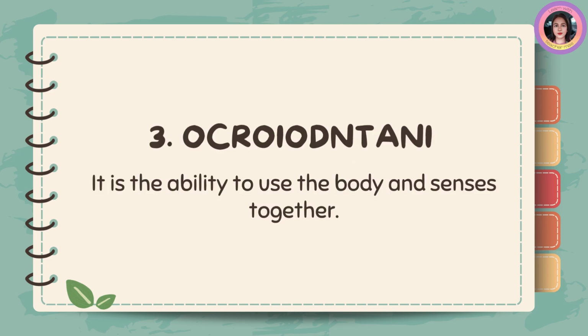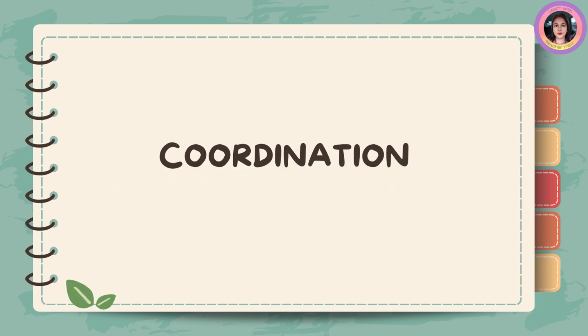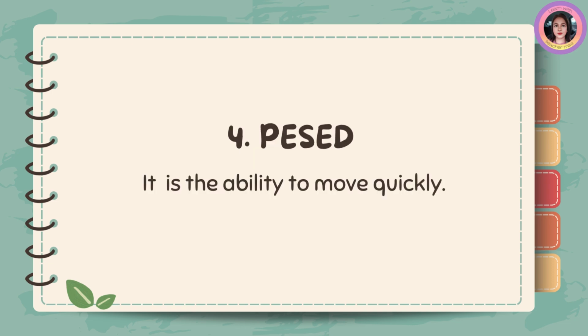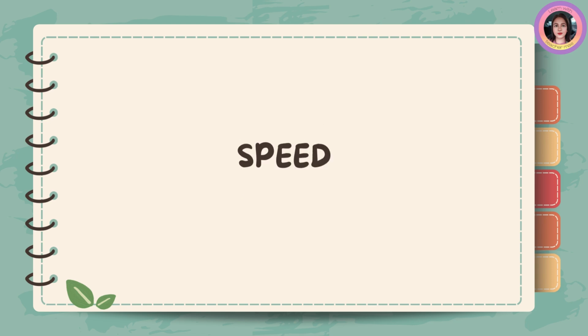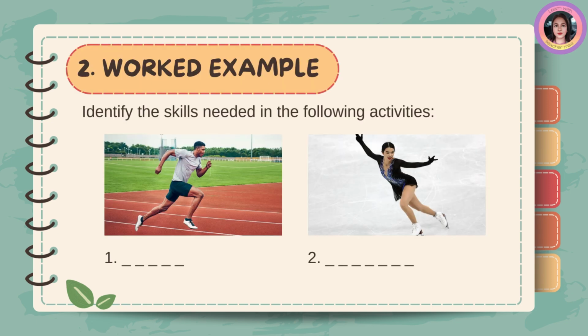Number 3, it is the ability to use the body and senses together. Number 4, it is the ability to move quickly. Identify the skills needed in the following activities.